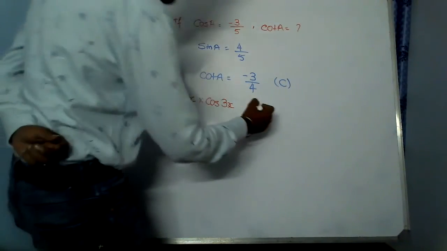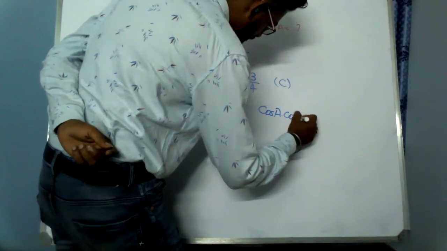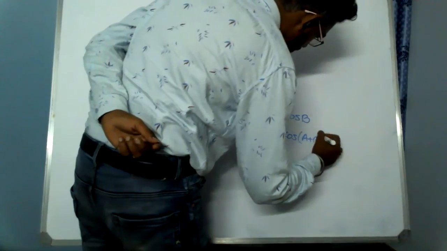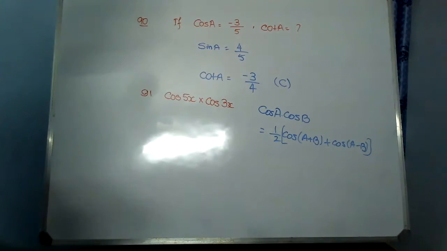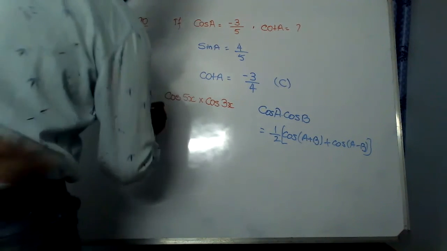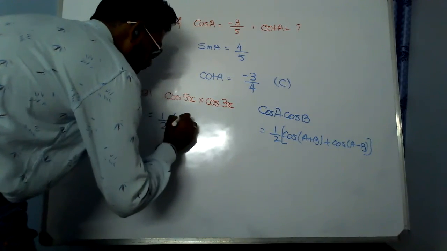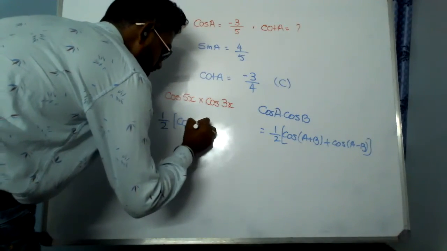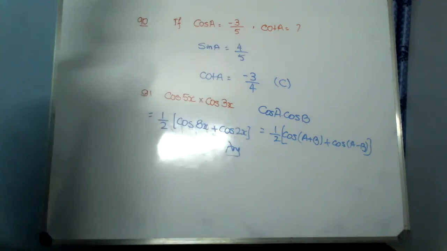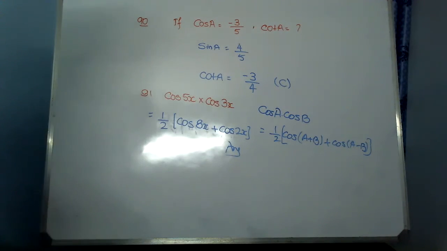So cos A into cos B will be half cos, with a bracket of course, A plus B plus cos A minus B. I'll just check this formula once because I don't want to go wrong. Yeah, it's the right formula. So we can directly put it now. I'll write 1 by 2 cos A plus B, that is 5x plus 3x, 8x, plus cos A minus B, which is cos 2x. That's your answer. If you directly substitute the formula, you get your answer. That is your option B.